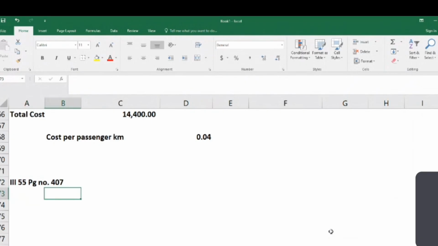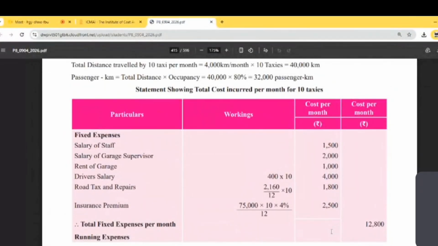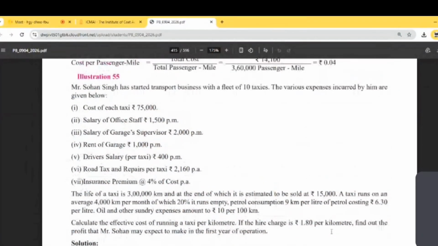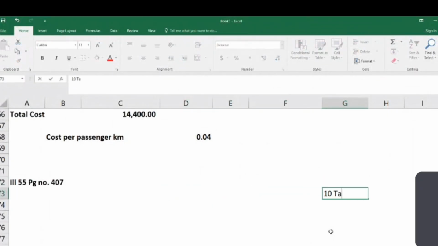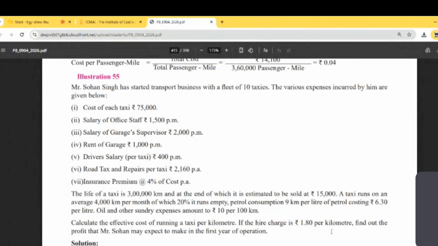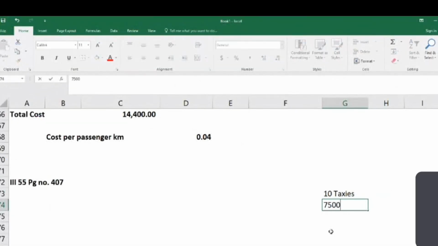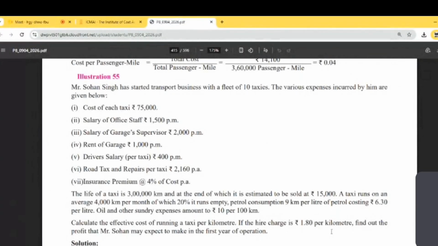So first, we will decode whatever they have given. They are telling us it is 10 taxis, and various expenses incurred. The cost of one taxi is 75,000 and the life of the taxi is 3 lakh kilometers.